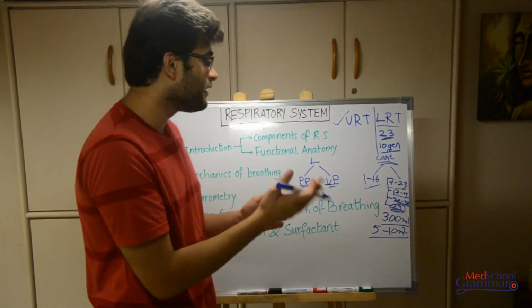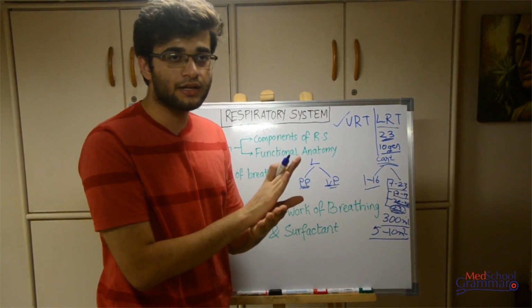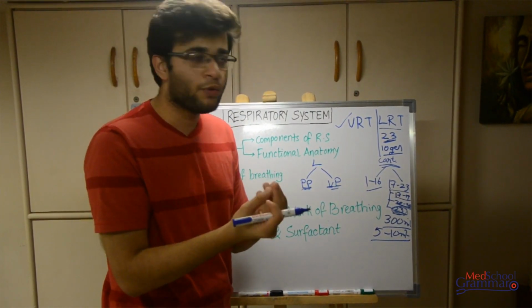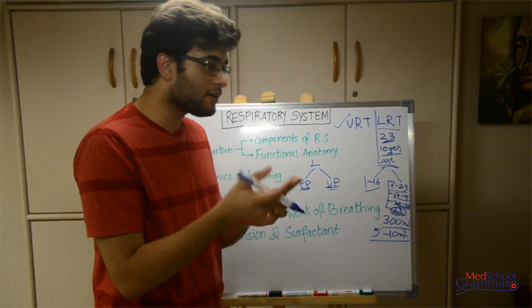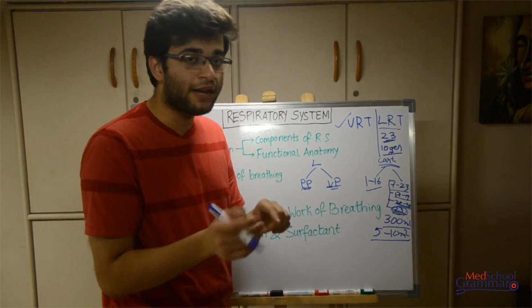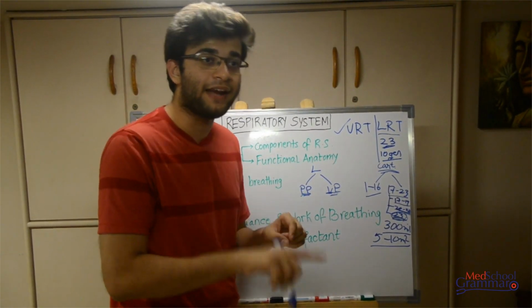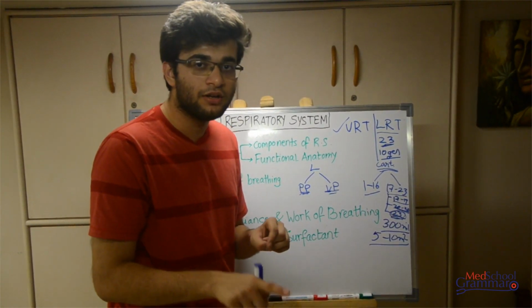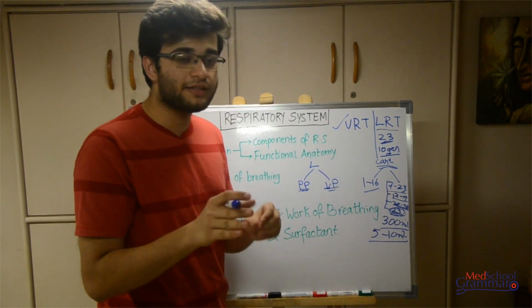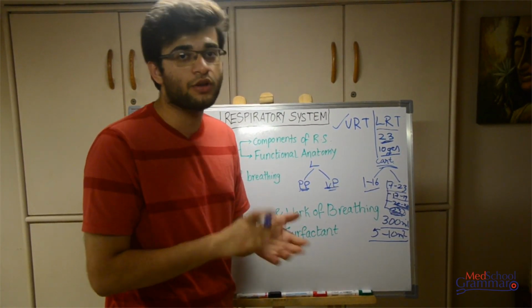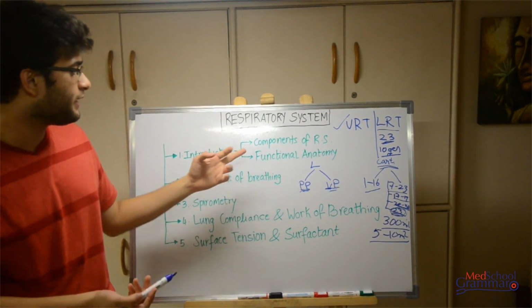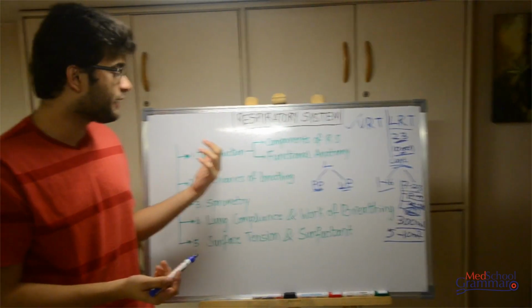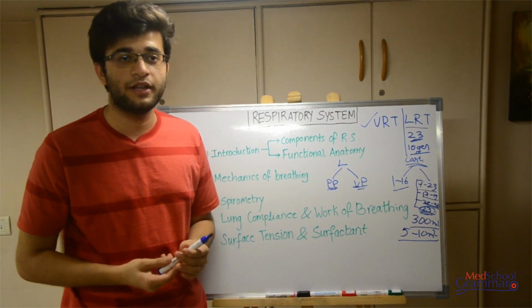Visceral pleura, as I said, is immediately surrounding the lungs, so it cannot be separated. While you do dissection in anatomy, you will separate a covering from the lungs. The covering that you separate is going to be the parietal pleura and not the visceral pleura. Visceral pleura is adhered to the lungs very firmly and you cannot remove it. So that covers the components of the respiratory system and functional anatomy, and that concludes the introduction of the chapter to the respiratory system.